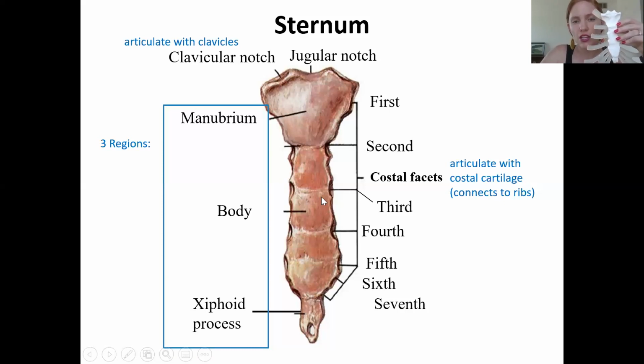Now on the body here, that is where you're going to get what are called costal facets. And those costal facets, remember, a facet is a very shallow, kind of smooth area for articulations. That's because that's where the costal cartilage, which is this stuff right here, is going to attach to the ribs. Okay, so costal is related to ribs. So the costal facets attach to the costal cartilage, which connect the ribs onto the sternum. Those are going to be found along the body of the sternum, and they're just named 1 through 7 because those are the ribs that they connect to.